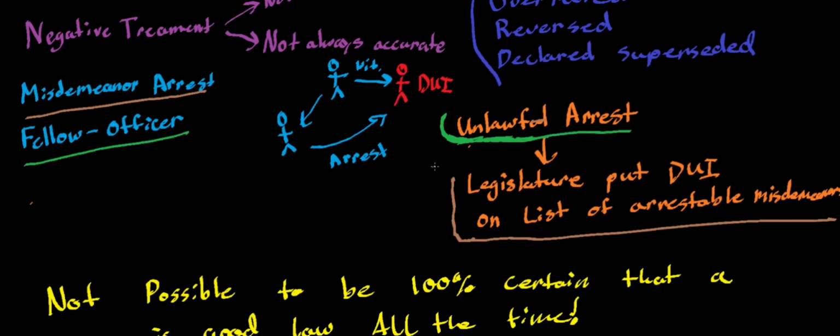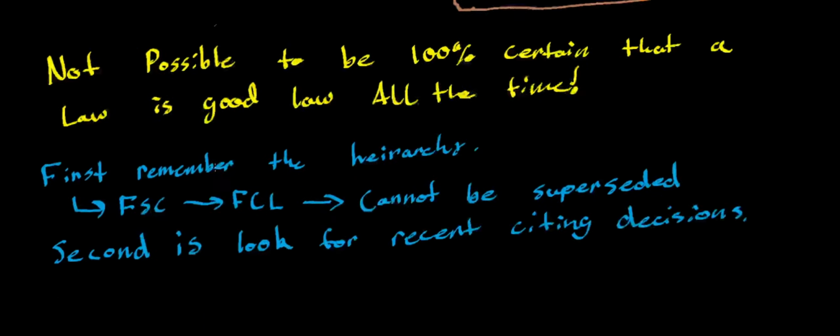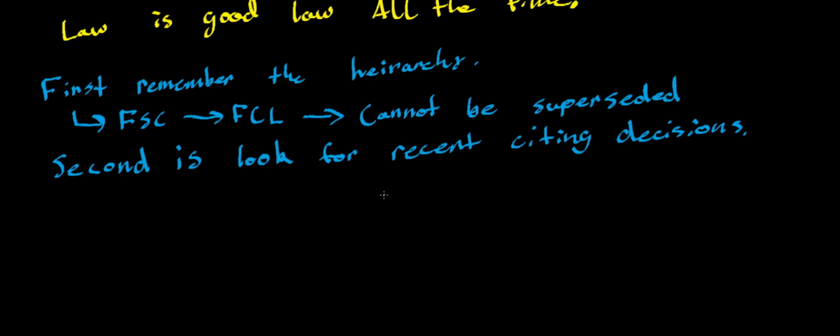And if this had been a case, say from like 1980, and it had never been cited again, then that could be your own red flag that this may no longer be good law if it hasn't been cited in a while. On the other hand, if you're finding recent citing decisions that are pointing to this case that you found with favorable language, then that's a pretty good indication that it is good law.